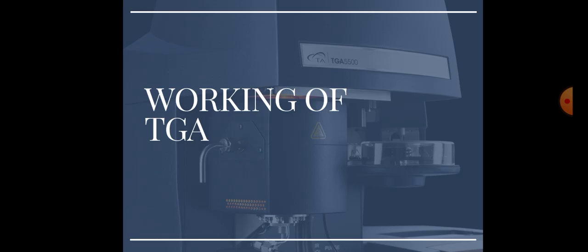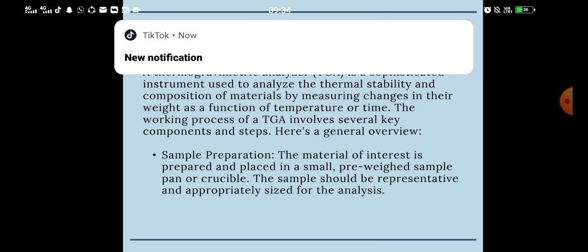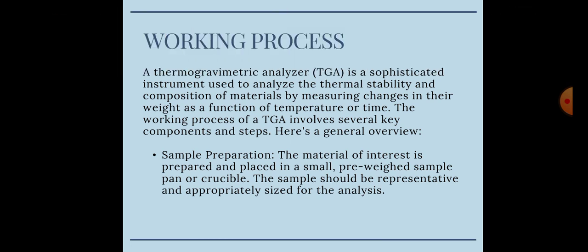Now we see working of TGA. Working process. A thermogravimetric analyzer is a sophisticated instrument used to analyze the thermal stability and composition of materials by measuring changes in their weight as a function of temperature or time. The working process of a TGA involves several key components and steps. Here's a general overview. Sample preparation.